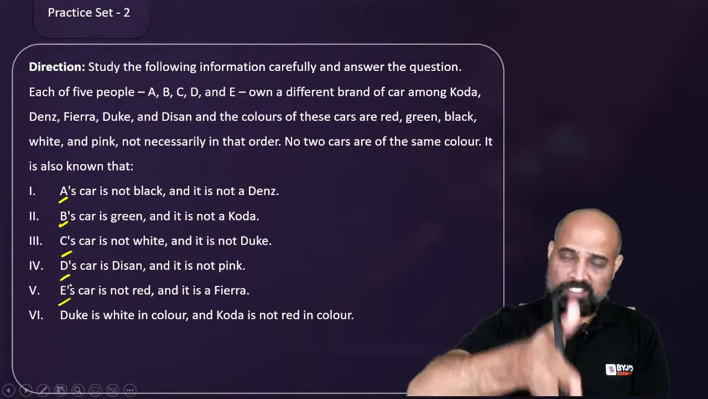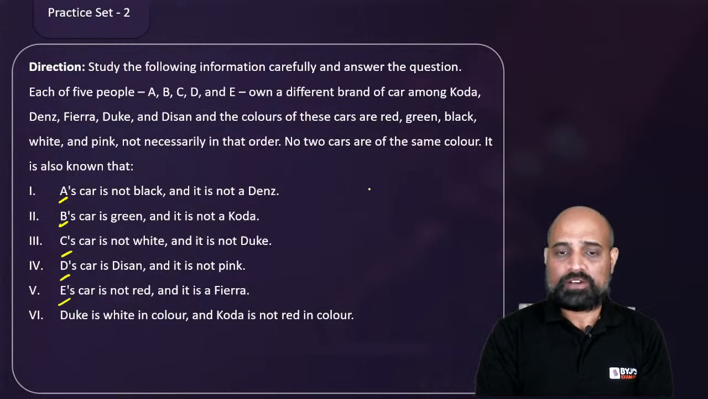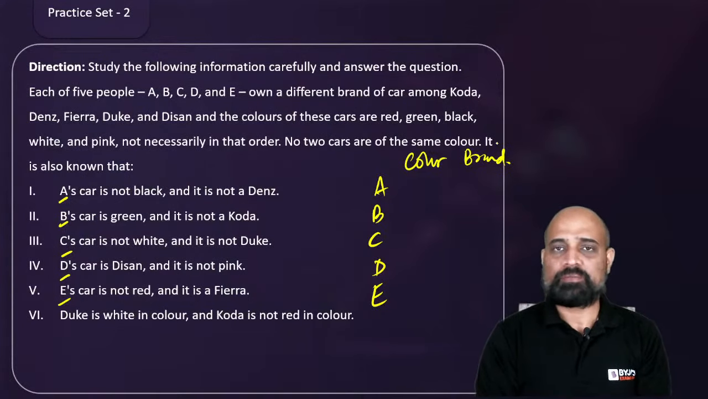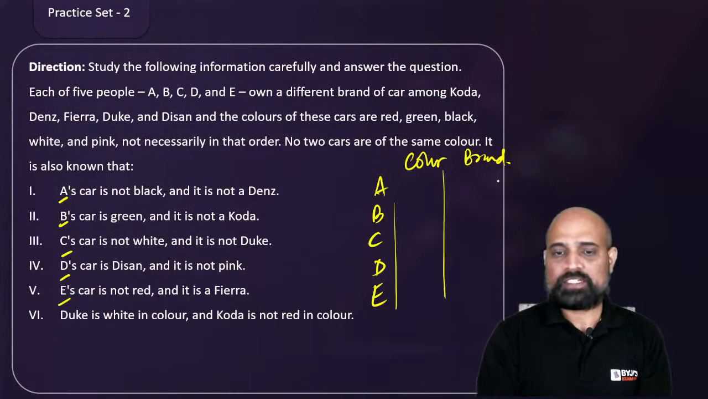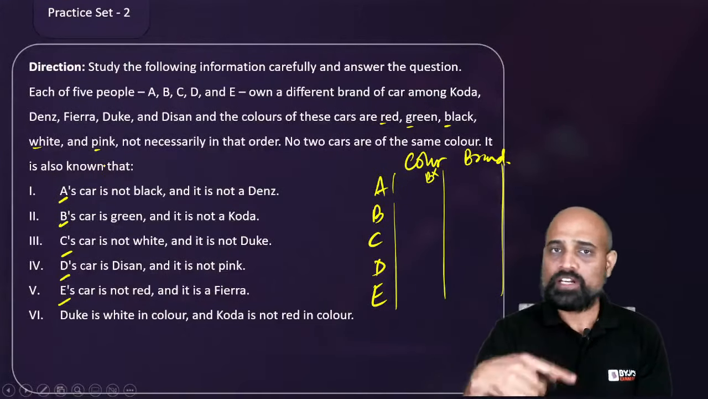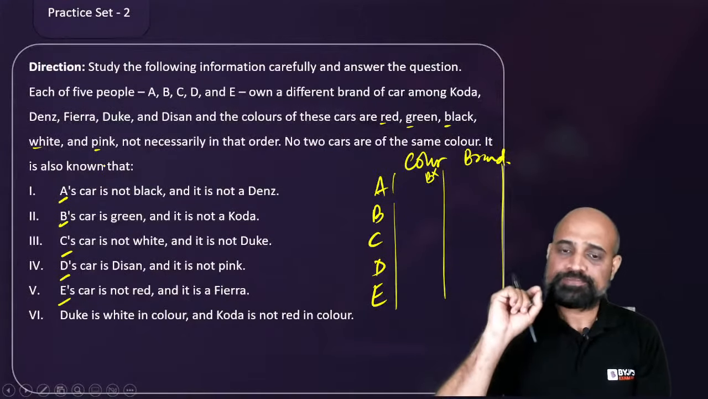So we will fill this up, A, B, C, D, E. Okay, ऐसे नाम दे देंगे अपन. And then we will be putting the color of the car and then the brand of the car. Color and brand, they can be interchangeable, right? और उसके बाद whenever it says a particular color is not there, suppose A's car is not black, तो black को cross करेंगे. Initials are different, right? R, G, B, W and P. So केवल B लिखना है. We don't need to write the entire word black.